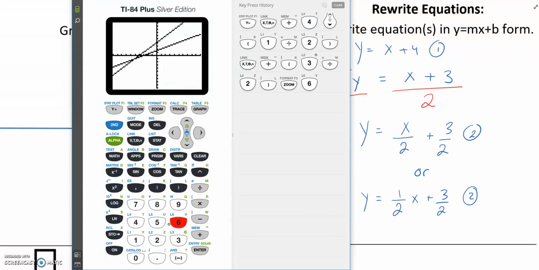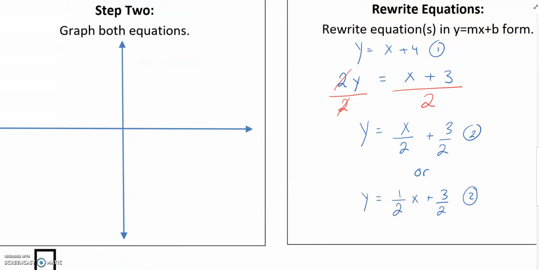And you can see our two graphs. But which one's which? Well, you can look and see that my y-intercept is 4 for my first equation. My y-intercept for the second equation is 3/2 or 1.5. You can see that, but you can also hit trace on your graphing calculator. The cursor is blinking up here, and you can see in the top corner that the cursor is on equation 1, and if I arrow down, it'll jump to equation 2. Now in order to actually complete step 2, we need to go ahead and do step 3.